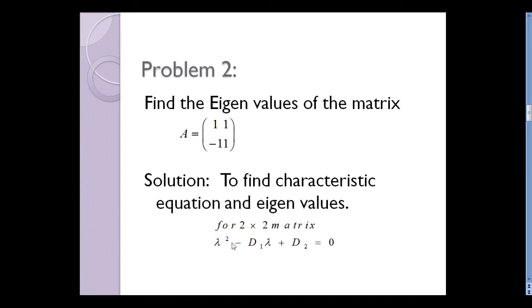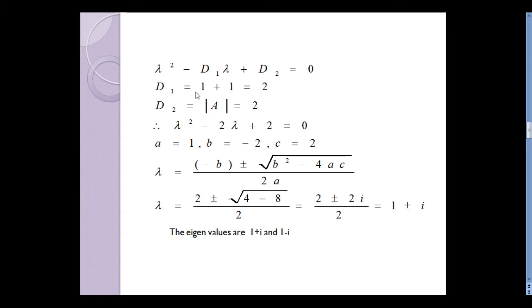For a 2 cross 2 matrix, we have a formula: instead of using determinant of A minus lambda I equal to 0, we can use lambda square minus d1 lambda plus d2 equal to 0, where d1 is nothing but the sum of diagonal elements, and d2 is the determinant of A. So d1, on calculating, adding the diagonal elements, we get 2. d2 is the determinant of A, which is 2.